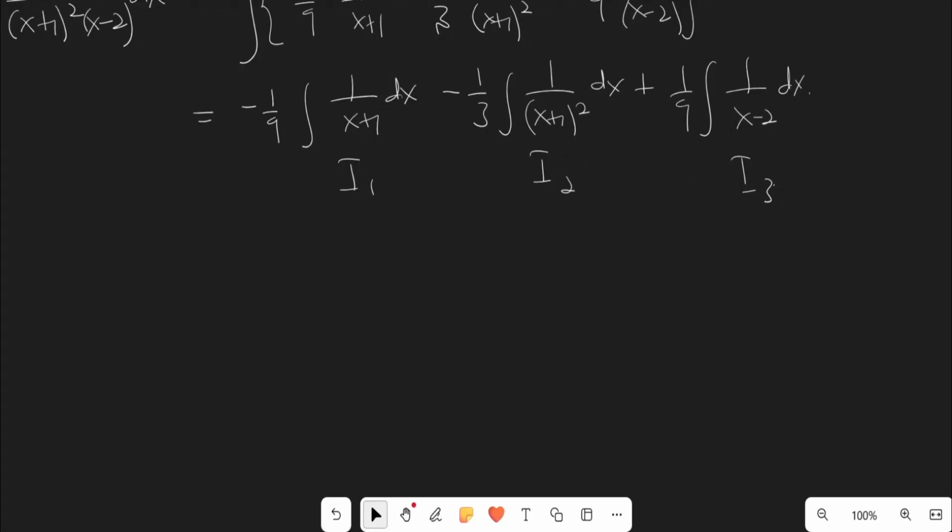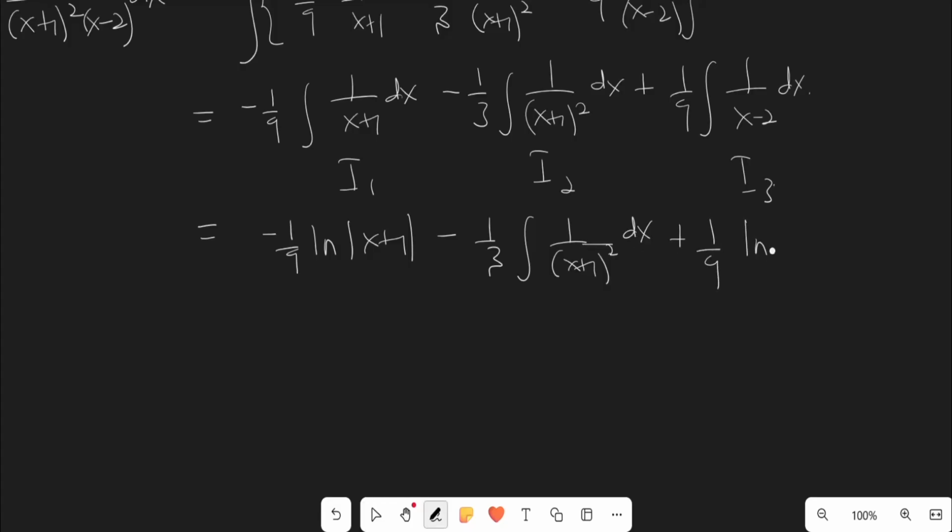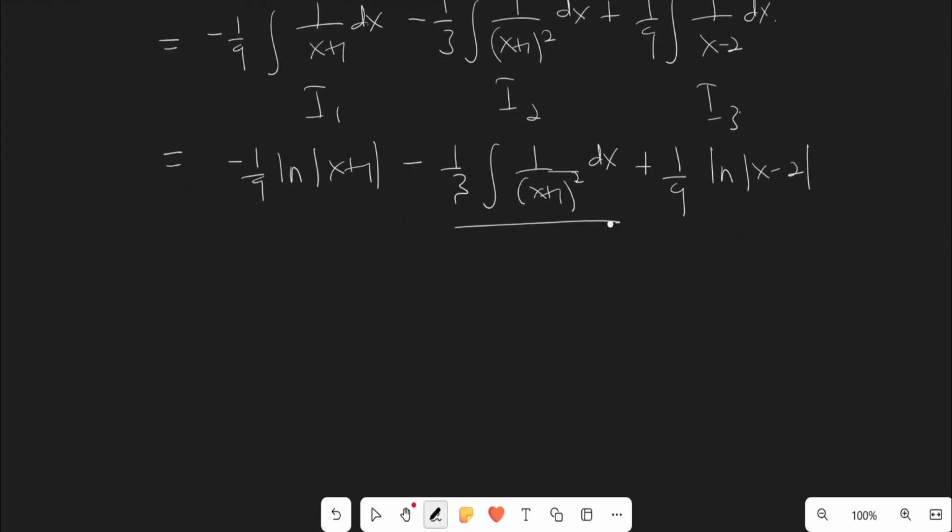So I1 and I3 is really a no-brainer. These are just a natural logarithm of the denominators, because when you differentiate the denominator, that is just equal to the numerator. So I'll just do those ones. So negative 1 over 9 natural logarithm of x plus 1, minus 1/3 the integral of 1 over (x plus 1) squared dx, this is squared, so I'll do this one separately, plus 1/9 the natural logarithm of x minus 2. If we are not done, we can put plus c because of this.